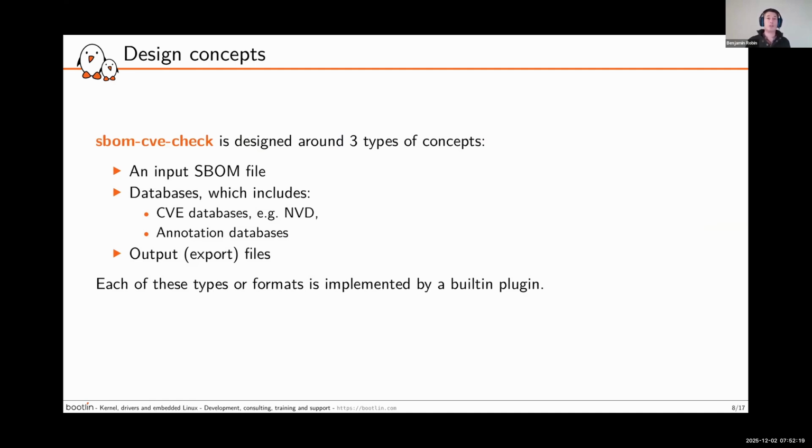Each of these input and output elements is implemented by built-in plugins. There are three kinds of plugins. Each needs to implement the associated interfaces. So there are three kinds of interfaces: one for the SBOM file type, one for the database type, which includes CVE databases, for example for NVD, or annotation databases, and one final type for export formats.